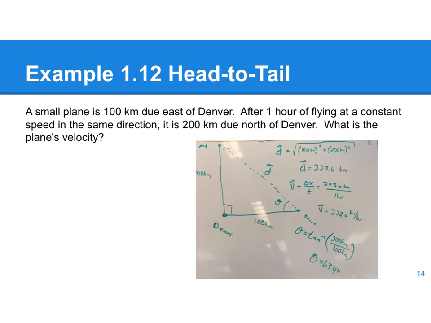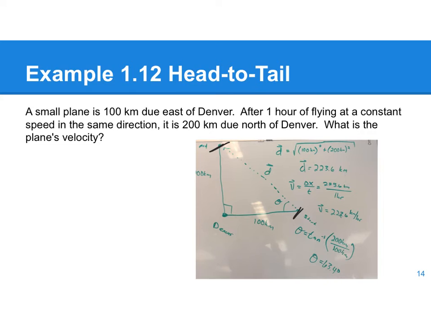So here's a better picture of it. I started 100 kilometers due east. I ended 200 kilometers, sorry, it looks like I cut that off, I ended 200 kilometers due north. So my displacement is going to be the square root of the sum of 100 kilometers squared plus 200 kilometers squared, which is about 223.6 kilometers. Velocity is just distance over time. So my distance was the 223.6 kilometers. The time was 1 hour. So my velocity was 223.6 kilometers an hour.